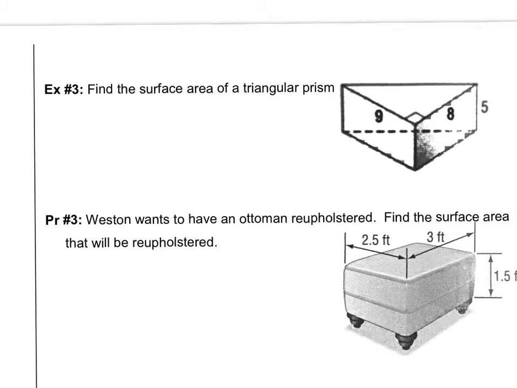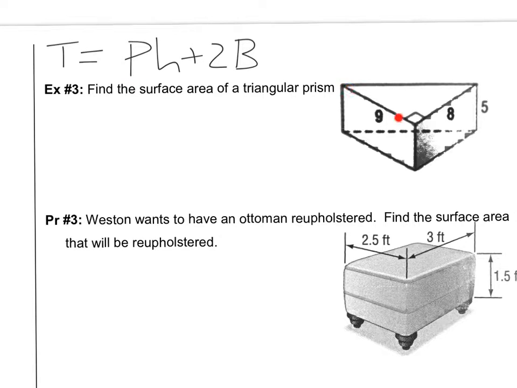All right, so example number 3 here, it says find the surface area of the triangular prism. This is a prism, so we can use our formula for prism, which we said was perimeter times height, and again that's perimeter of the base, plus the 2 base areas, and T for total surface area. Okay, well, first thing we need is a perimeter.